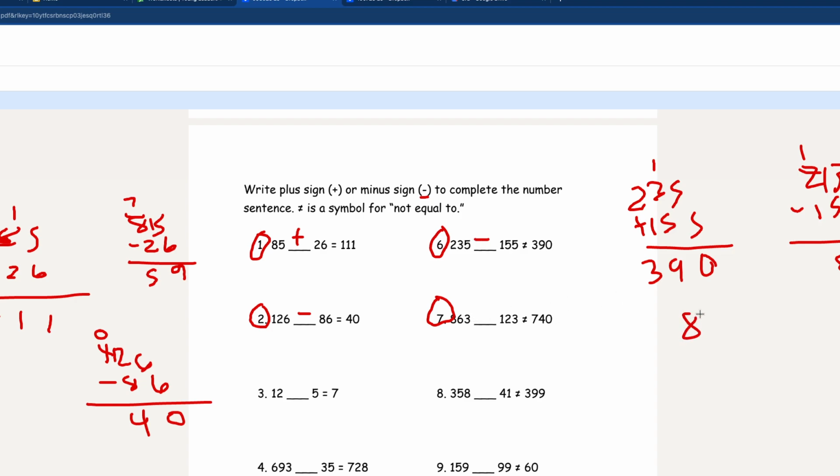We're gonna try 863 blank 123 equals 740. So we're gonna try multiplication or addition. So 6, 8, 9. If we use addition, it equals 986, not 740, which is subtraction. This would be the answer. So subtraction is gonna be the answer for this problem.